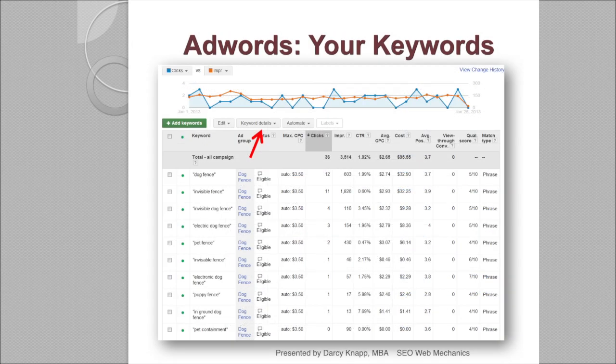Here we're looking at your list of keywords in your account. If you click on the Keywords Details button, it will actually let you see keywords you've been served on, which go above and beyond the keywords that are in your account.